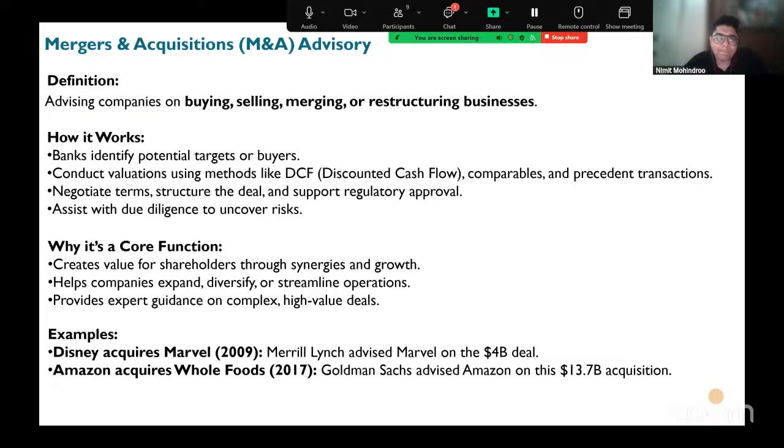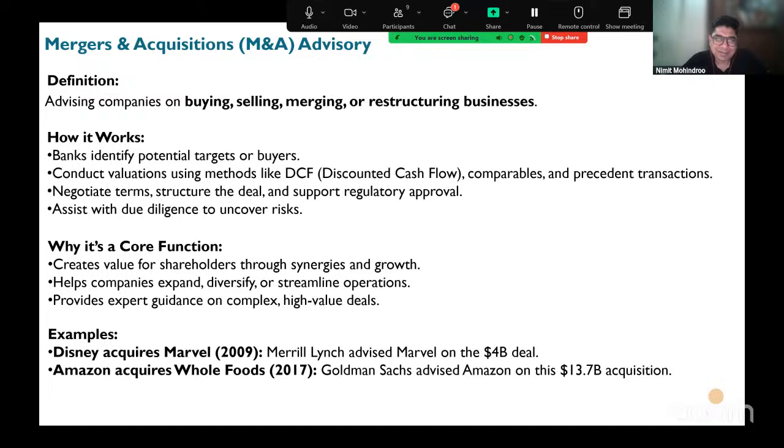Just to add, that was why I was explaining underwriting in the layman's way, because I am not an investment banker. What we're presenting today is information we have sourced and researched.